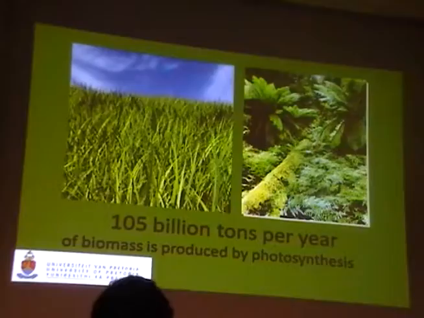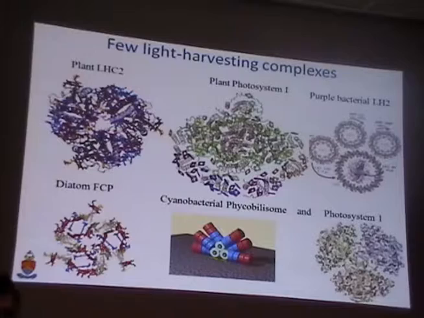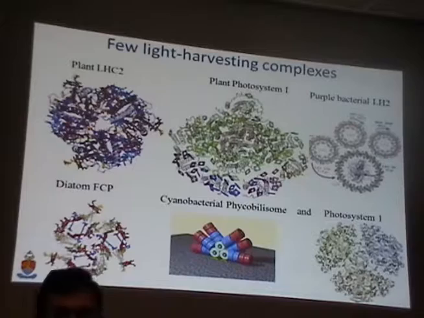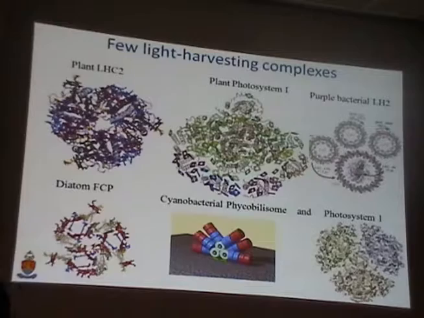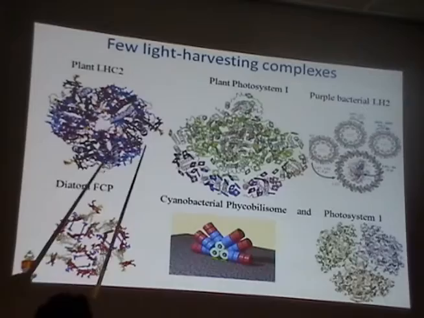Okay, there is a whole gallery of light harvesting complexes. The most familiar ones to us are from higher plants, vascular plants. But in fact, most photosynthesis is not produced by plants. It's produced in the oceans by plankton. You have a whole different range of other organisms that also photosynthesize. And here are a few light harvesting complexes we have from plants. Light harvesting complex 2, photosystem 1, I'll come back to all of these.